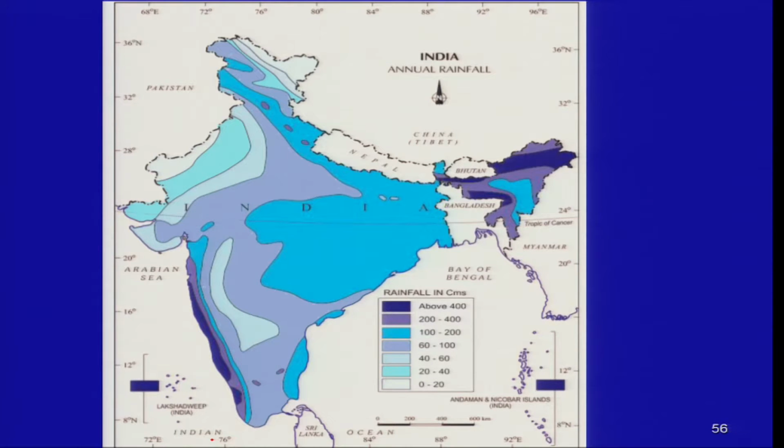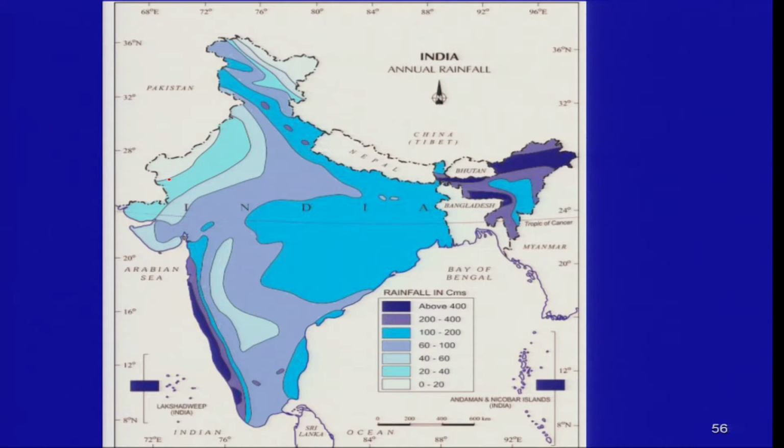This is just to show the pattern of rainfall we receive or keep receiving every year in different parts of India. So, the dark blue color shows that these regions are receiving rainfall of almost around 400 centimeters per year. Okay. So, you have these regions, okay, whereas very scanty rainfall is somewhere over here.